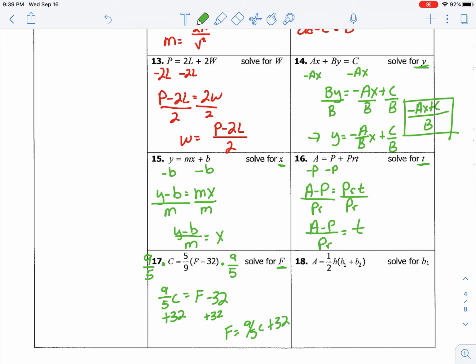All right, and again, this is something that we're going to see down the road. You should take a physics class, a chemistry class, something like that. This has a lot of science applications because we have to solve for other variables.